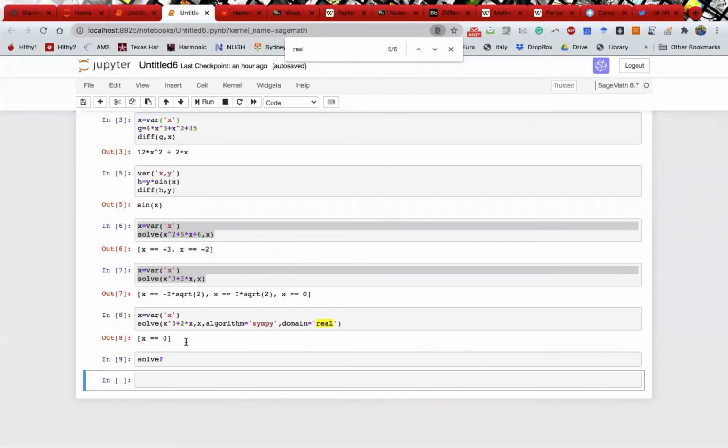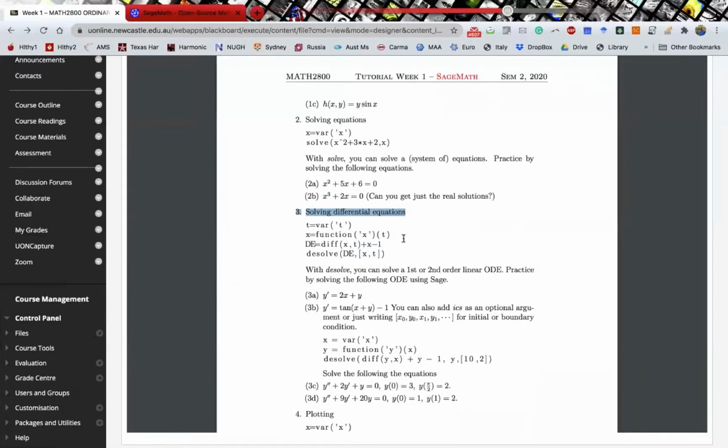Is there any question here? Now we're going to do ordinary differential equations. Here now the first question is this one, and this is the structure for writing and solving, or seeing the solution of, a simple differential equation.